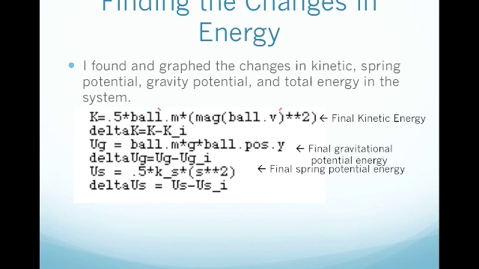In order to find the changes in energies, I updated the energies using the values I just found and then found the difference between the final and initial energies. Here you can see that the final kinetic energy is equal to 1/2 times the ball's mass times the velocity squared, and the change in kinetic energy is equal to the final kinetic energy minus the initial kinetic energy. And there's the same pattern for the rest of the energies.